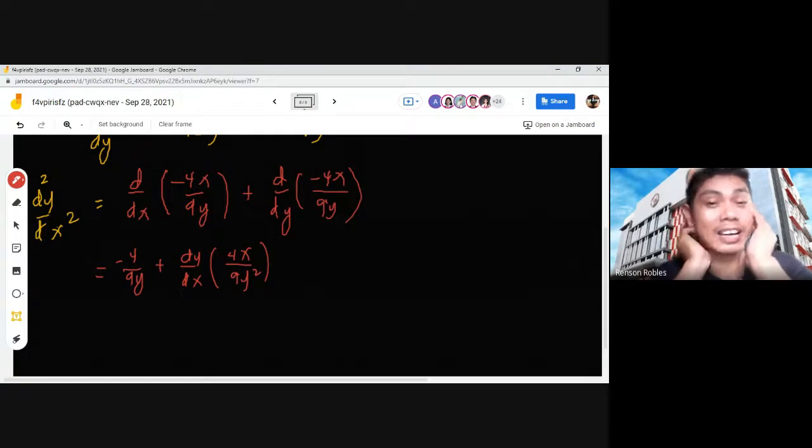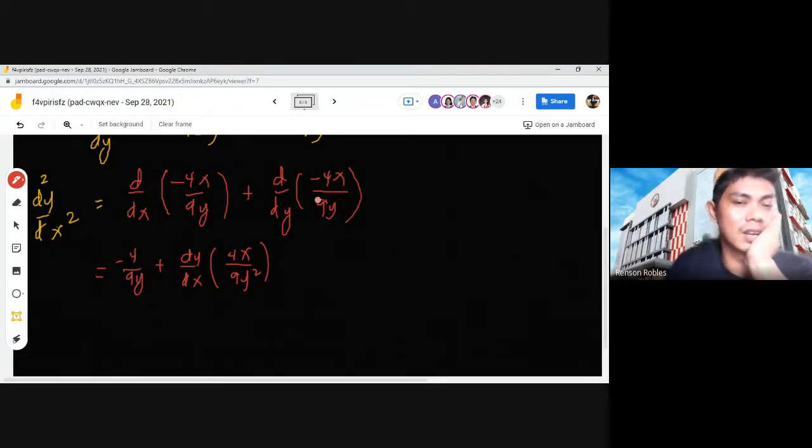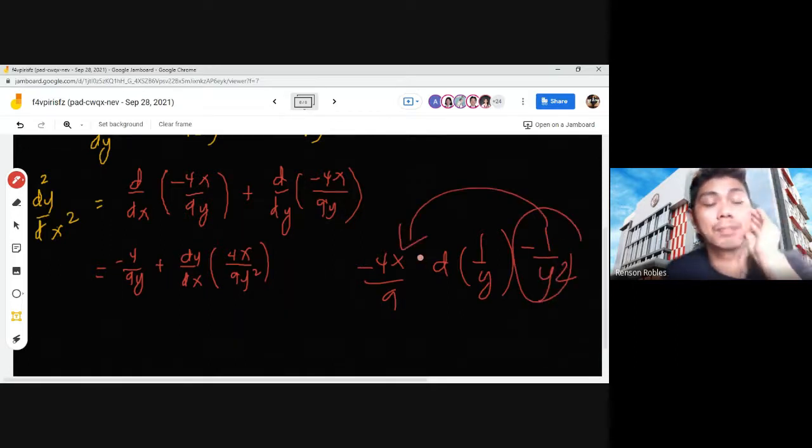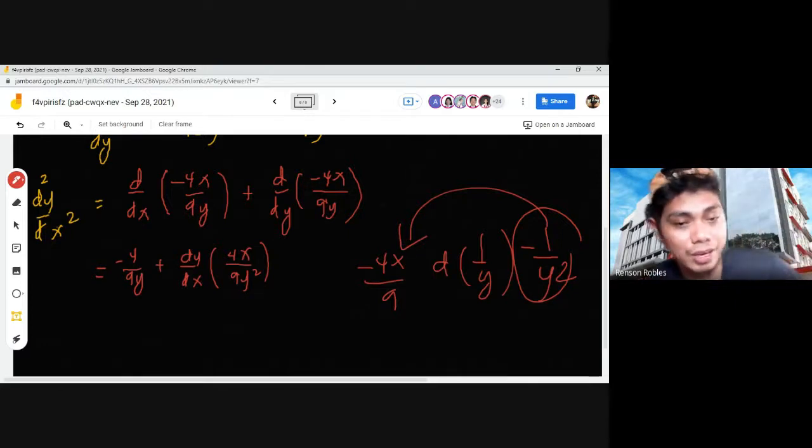So why is it like that? Now, if you cannot comprehend this one, the constant is negative 4x over 9. That's a constant. So what will you differentiate? The 1 over y. What is the derivative of this? Negative 1 over y squared. So this is what you will multiply there. That is why it became positive 4x all over 9y squared.